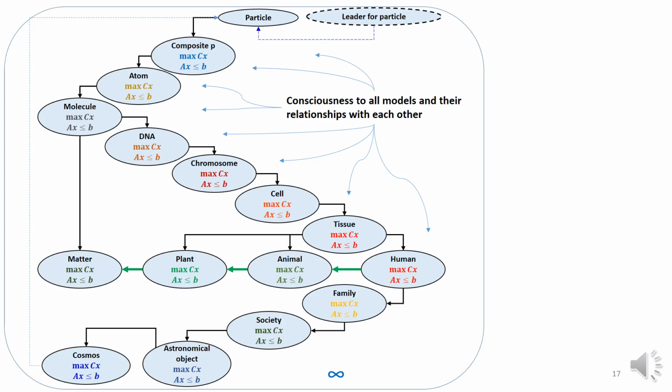I must say that after consciousness of all models and their relationships with each other, we can move from determinism to free will. Determinism is in contrast with free will. In the particles separately there is determinism, but in the total existence, with consciousness of all models and their relationships with each other, we can access free will.